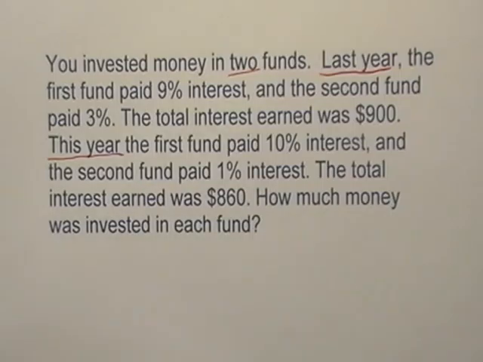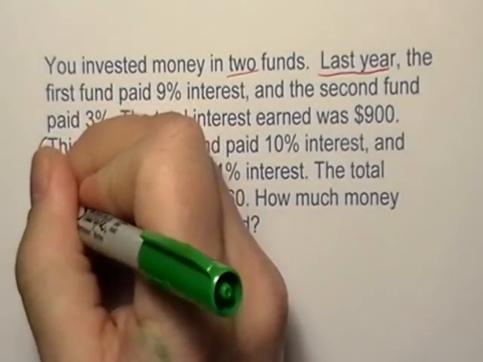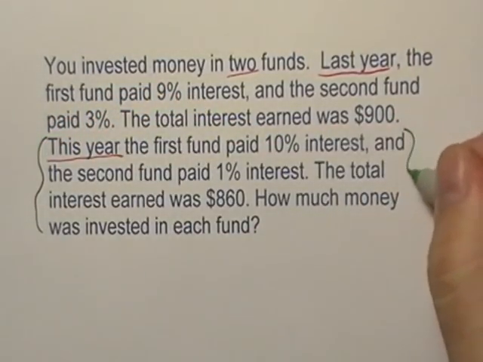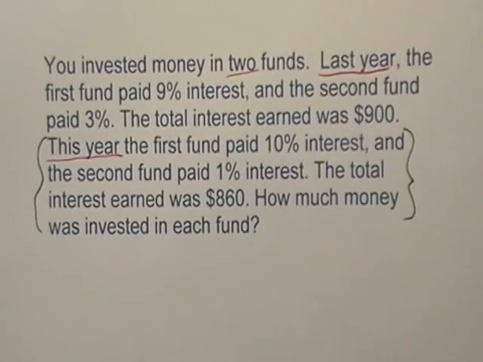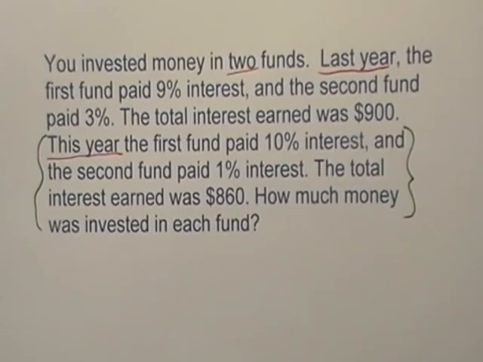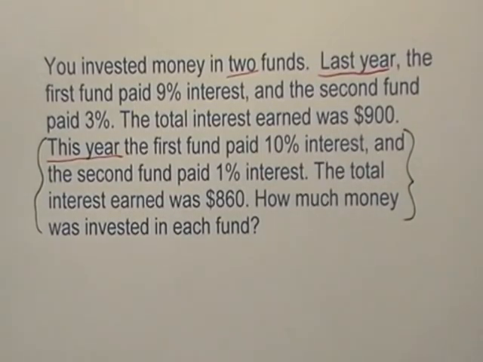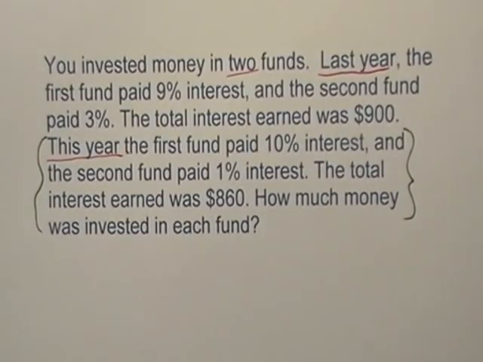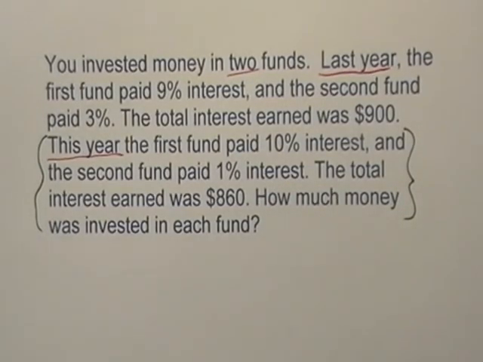This year, the first fund paid 10% and the second fund paid only 1%. The total interest earned was $860. So how much money was invested in each fund?